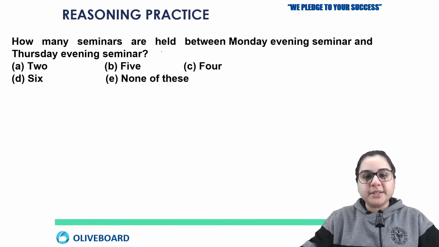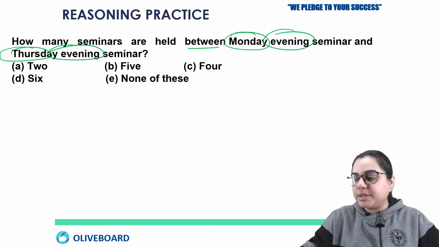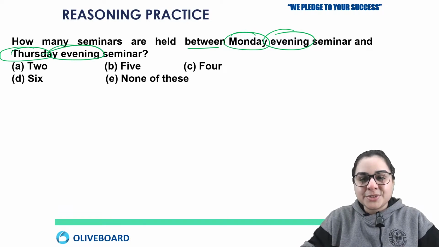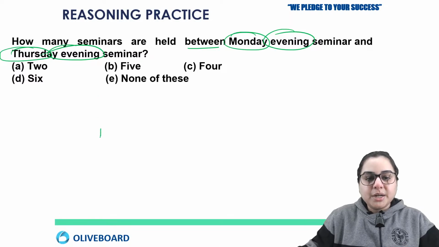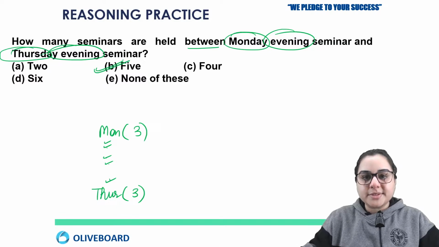Okay, so now let's try the next question: how many seminars are held between Monday evening seminar and Thursday evening seminar? So see, for this question, we need not even check our solution because this is so easy. Monday evening means Monday 3 and Thursday evening means Thursday 3. So it will be 2 seminars of Tuesday, 2 seminars of Wednesday, and 1 seminar of Thursday morning. So it will be how many between them? 1, 2, 3, 4, 5. We hardly need the solution for such a question.